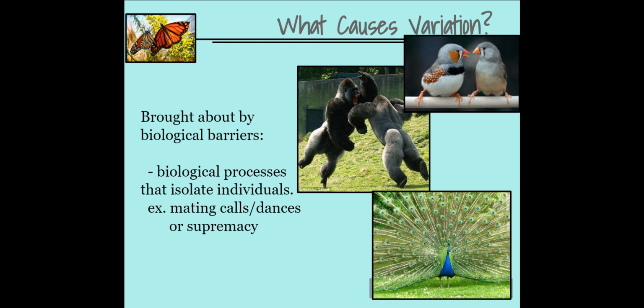Another reason that you can have variation is biological barriers. Biological barriers are things that cause species within themselves to not be able to mate with each other. So a biological process might be like a mating call or a dance or some sort of supremacy. Okay, so that's what you're seeing there. If they don't want to mate, then they can't pass on their genetics.